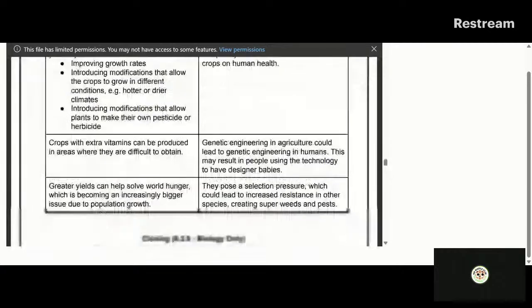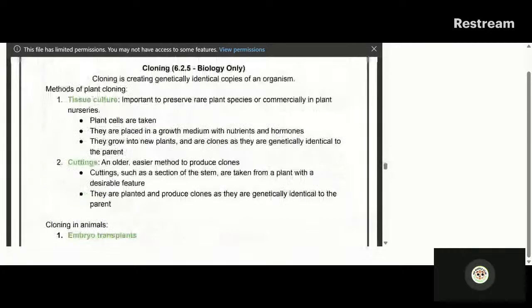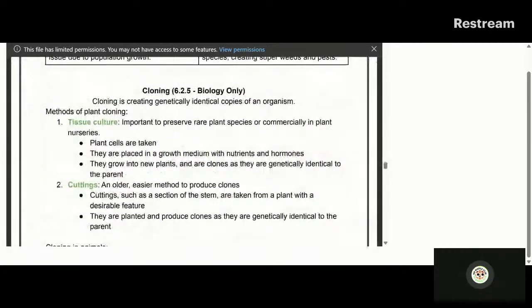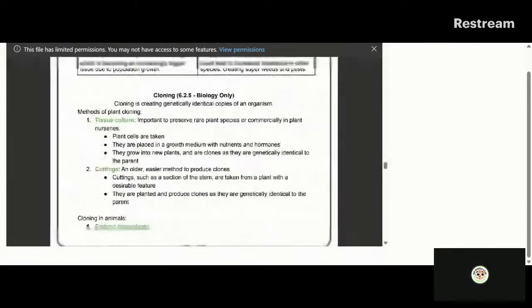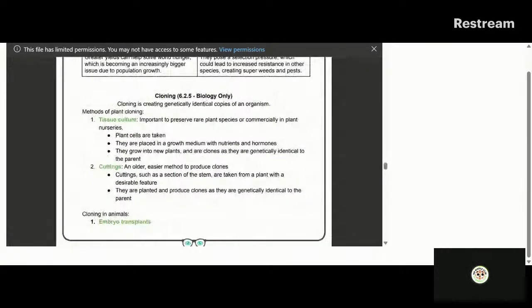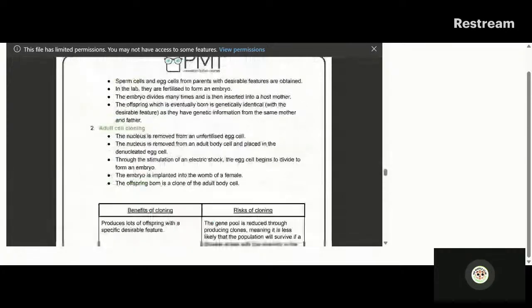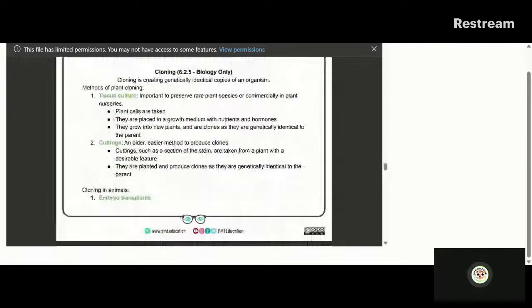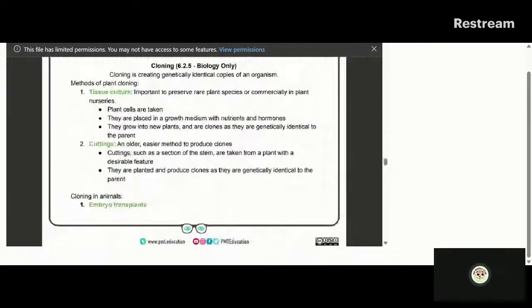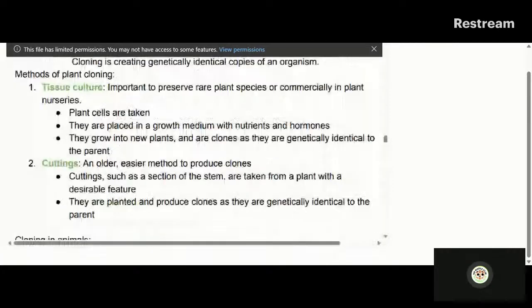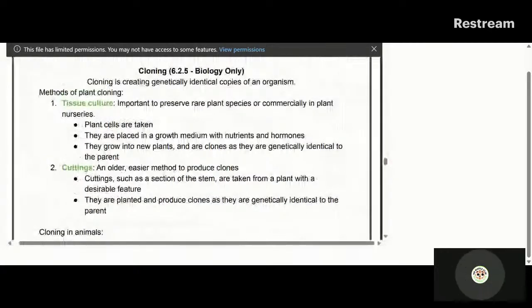So, cloning is creating genetically identical copies. In terms of plants, there's tissue culture and cuttings, and in terms of animals, there's embryo transplants and adult cell cloning. So, let's look at the two ways plants can be cloned then. So here you can see tissue culture and plant cuttings.